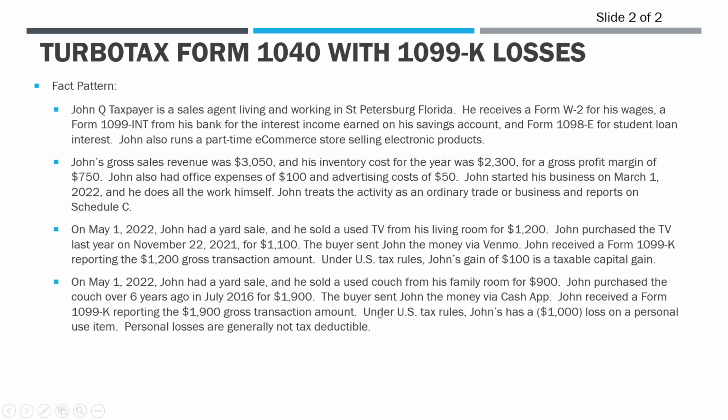That's a $1,000 loss. Now, the buyer transferred John the money via Cash App. Then John got a 1099-K reporting the gross sale price of $1,900. Now, under the rules here, yes, he had a loss. But it's a personal use item. Personal losses are generally not tax deductible, right? So he's not going to be able to deduct this loss like you would if it was an investment, right? So if you sell stocks at a loss or bonds, those are investments. You could take losses there, but not in this context.